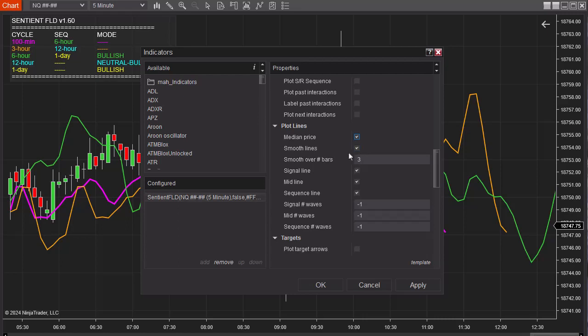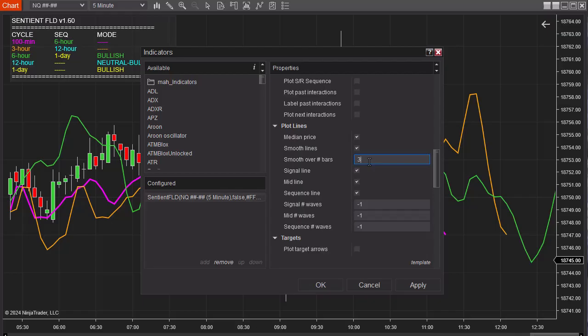And so by default we do smooth the lines. You can turn that off. You can also determine over how many bars the FLD should be smoothed. We recommend 3 bars. You should make this an odd number of bars over which you are smoothing the FLD. You could experiment with 5 bars or 7 bars. At the most, I would recommend 9 bars.